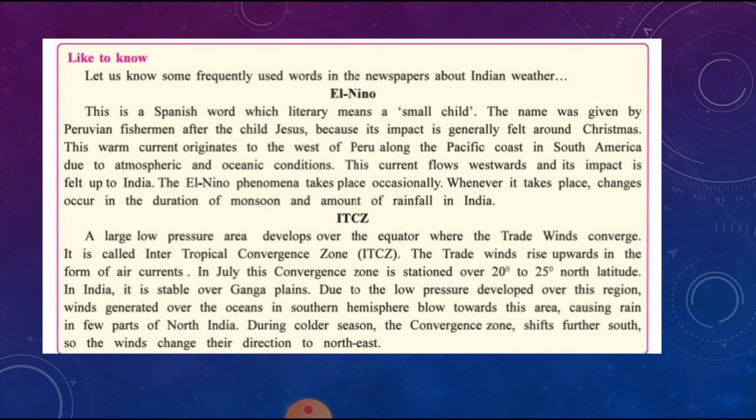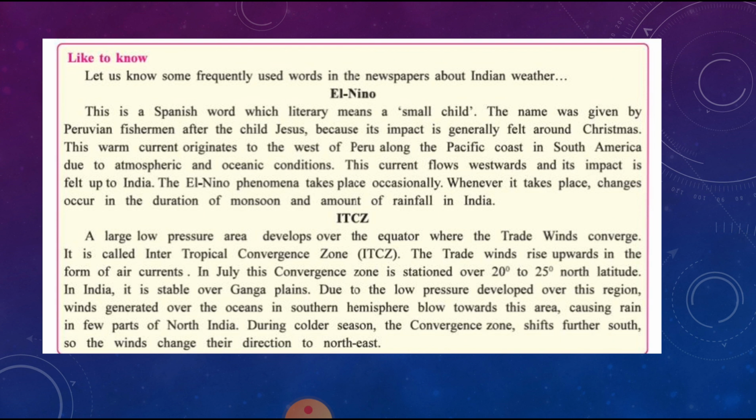See, this current flows eastward, and its impact can be seen up to India also. Although it is said that El Nino occurs only at times, whenever it occurs, it changes the duration of the monsoon and the amount of rainfall in India. It has been said that Jesus Christ was born during Christmas, and this current was also first noticed during the same time. And so, the cycle was named El Nino after Jesus.